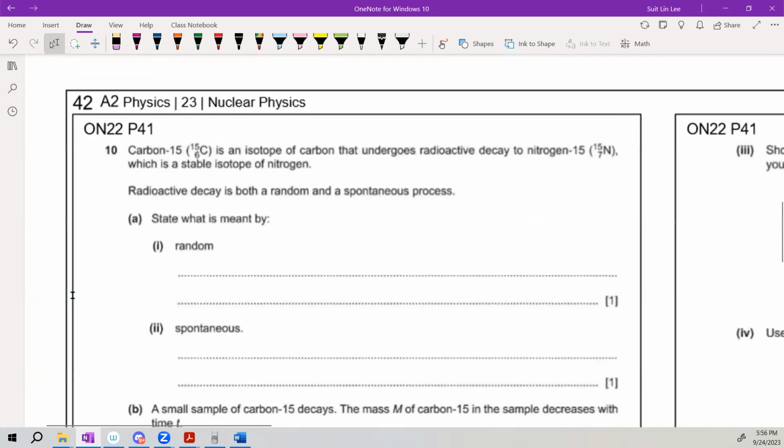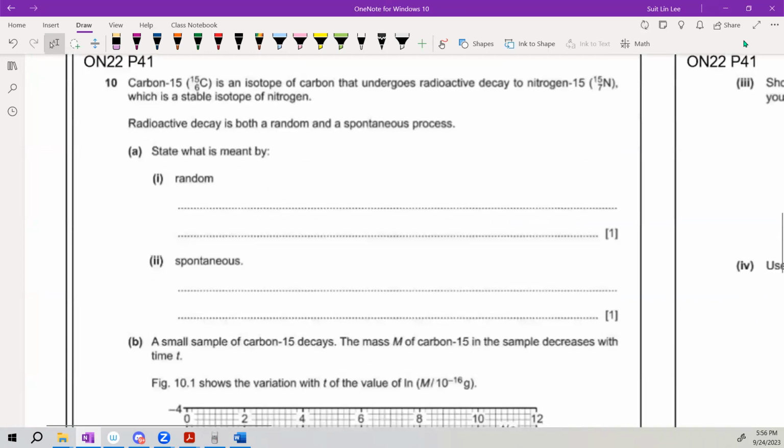So here's an example of them asking you the basic assumptions. Here it says that carbon 15 is an isotope of carbon that undergoes radioactive decay to nitrogen 15, which is a stable isotope of nitrogen. So if you want to, you can write the equation, but since they never asked, I am not going to write it until it's required of me.